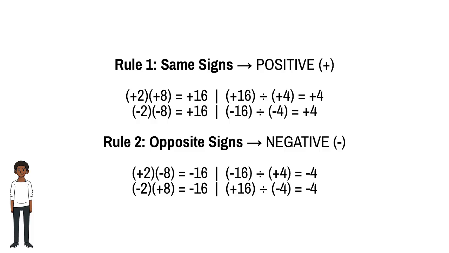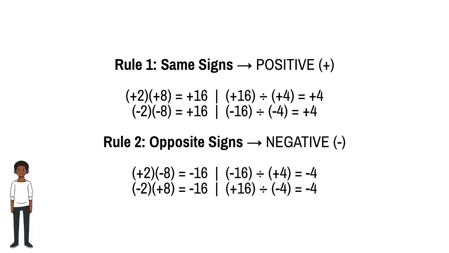Rule number 1. If the signs are the same, the result is always positive. A positive times a positive is positive. Positive 2 times positive 8 equals positive 16. A negative times a negative is also positive. Negative 2 times negative 8 equals positive 16. The same goes for division. Negative 16 divided by negative 4 equals positive 4.